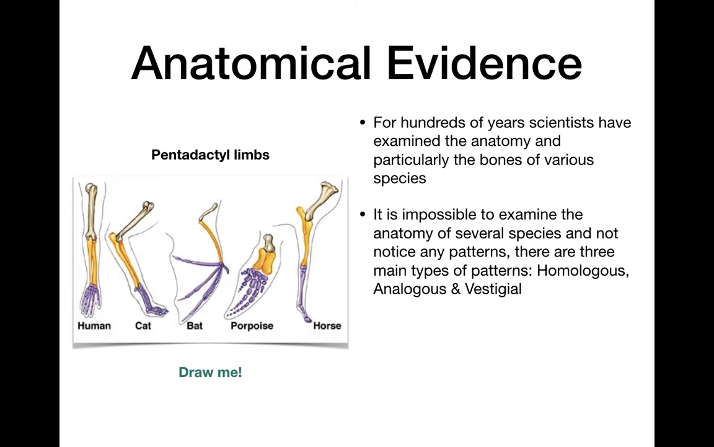So we can look and see these patterns among species that seem very different today, but they maybe have a common ancestor, or they have non-common ancestors but live in the same kind of environment and have similar traits. There are 3 main types of anatomical evidence we're going to talk about: homologous structures, analogous structures, and vestigial structures.